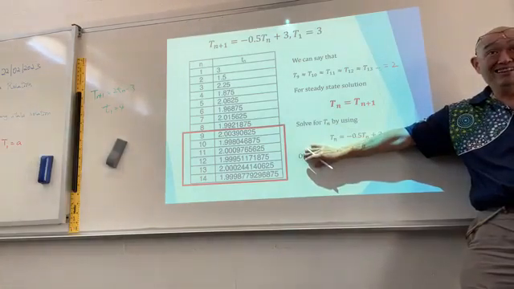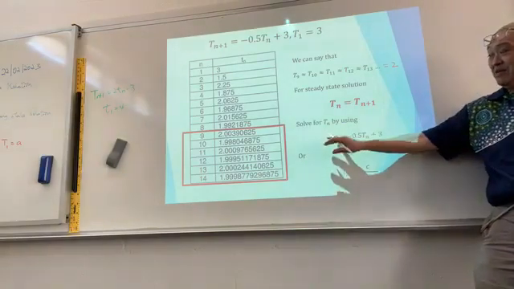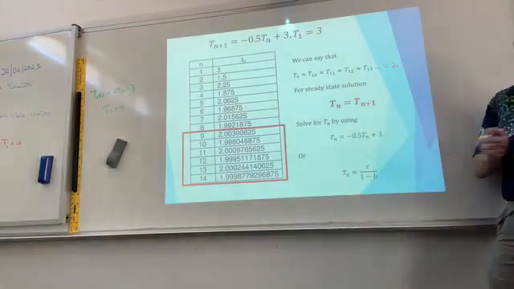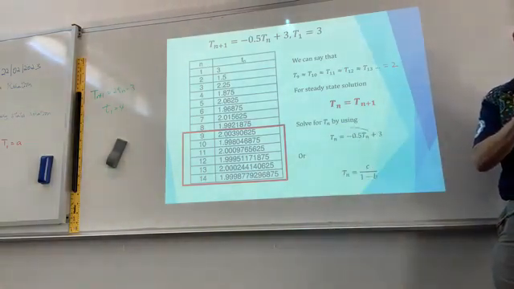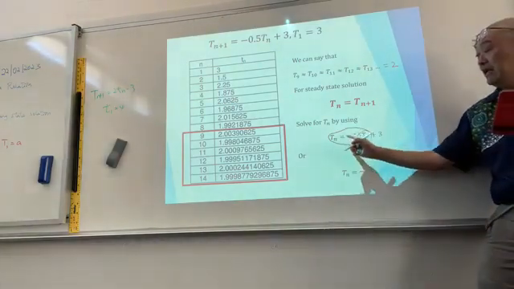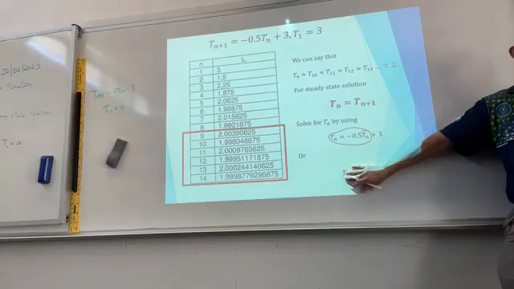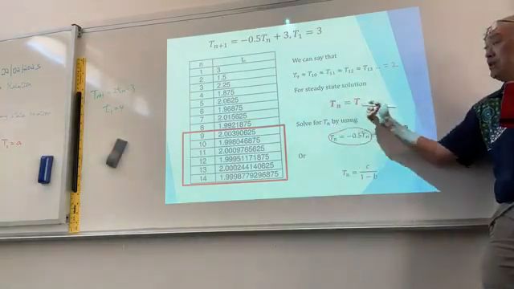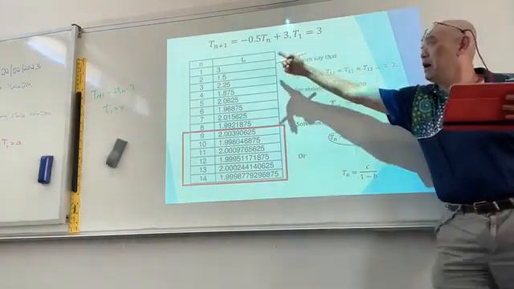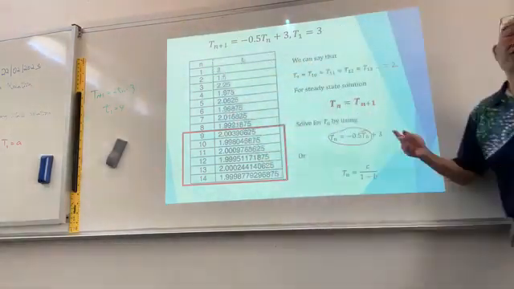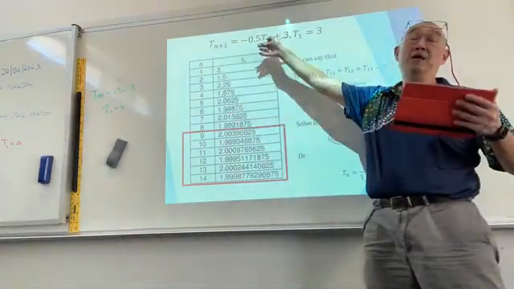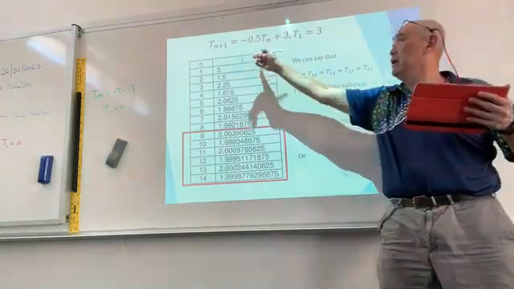How do we do it? We substitute Tn for Tn+1. So you can see that here, we are looking at Tn equals -0.5 Tn plus 3. Happy with that? So when you're looking for steady state, always substitute Tn+1 as Tn, or you can substitute Tn as Tn+1 as well. It really doesn't matter.